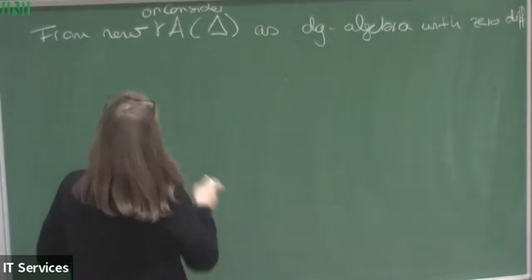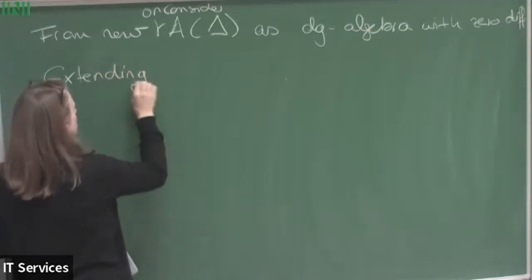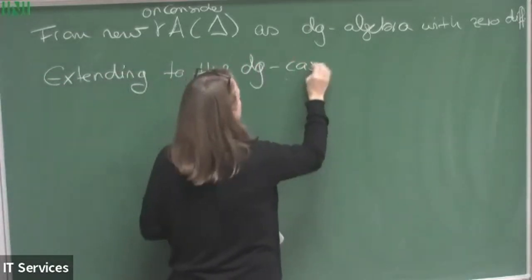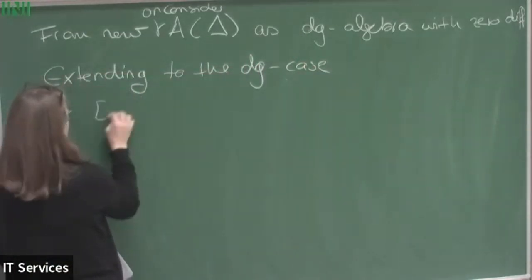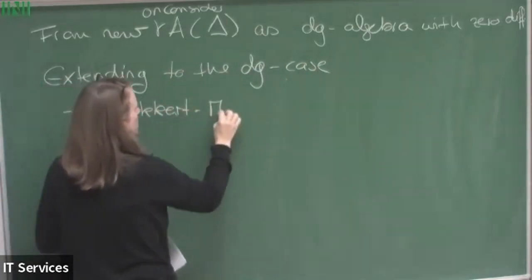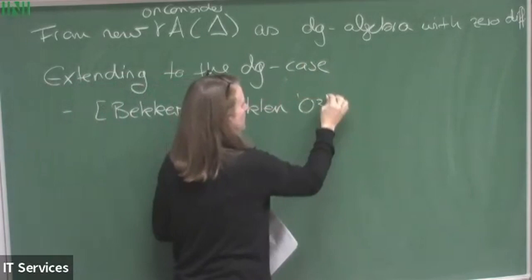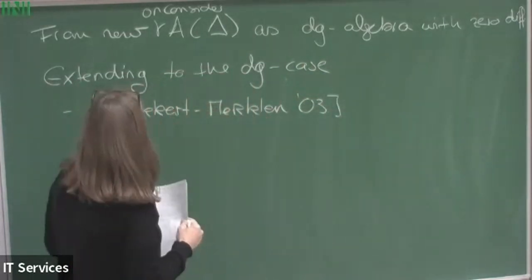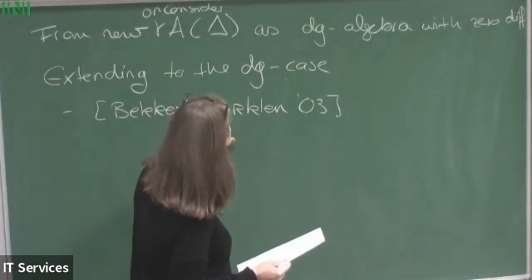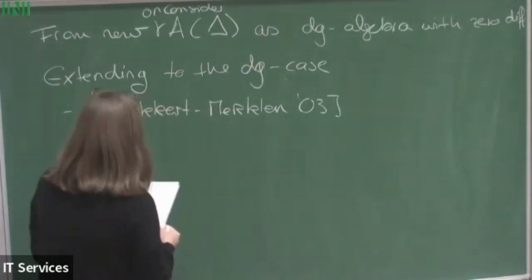Okay, then extending some work by people to the DG case, namely the work of Bekkert and Merklen. They give a classification of the indecomposable objects in the bounded derived category of an ungraded Gentle algebra. We don't generalize this to the DG case, but we show that every object they have gives us an object in the derived category of the DG Gentle algebra.